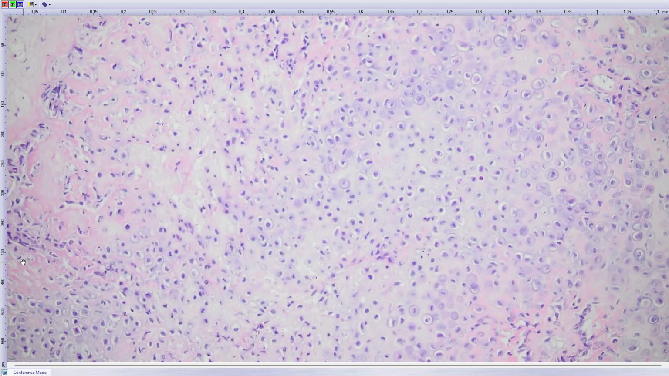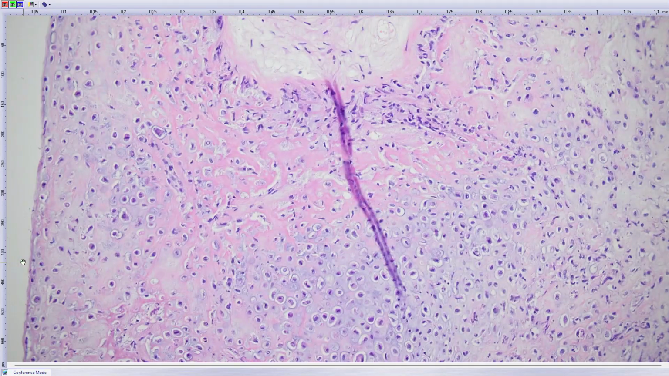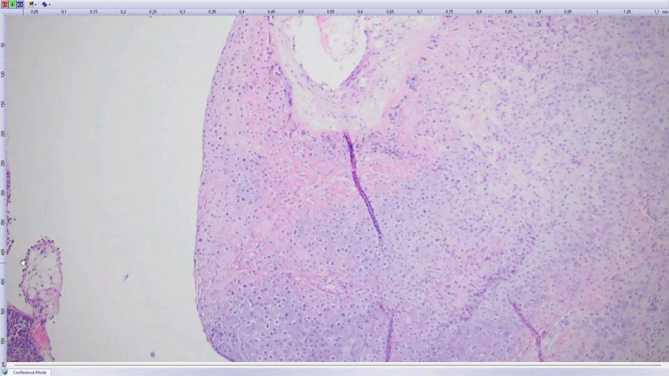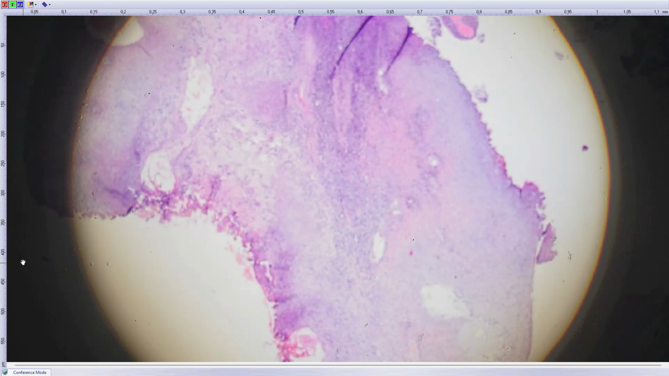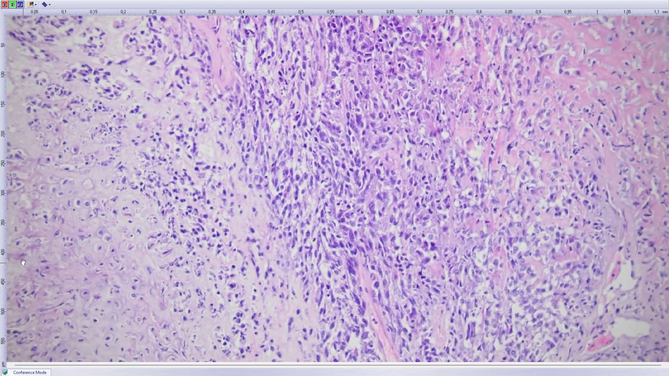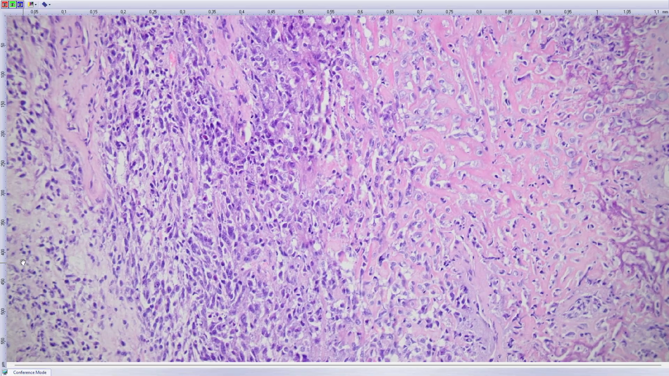Under the surface epithelium, you can see quite atypical looking cartilage, even with some mitotic figures, not many, but they were there. And some pinkish stuff also, some matrix. Maybe it's more here. Quite atypical looking spindle cell proliferation, making this eosinophilic matrix.